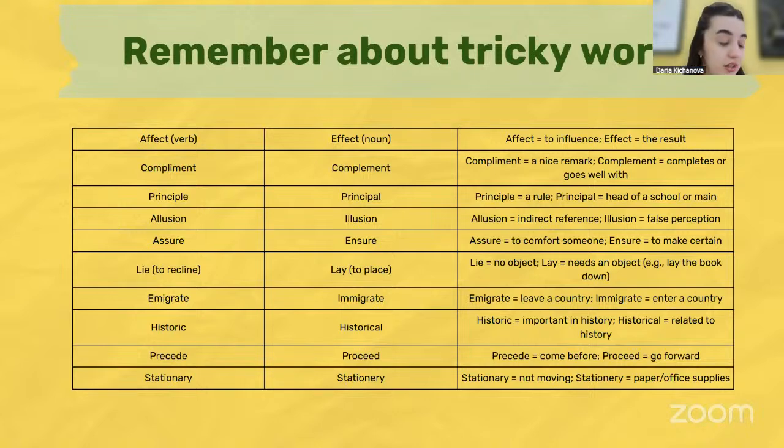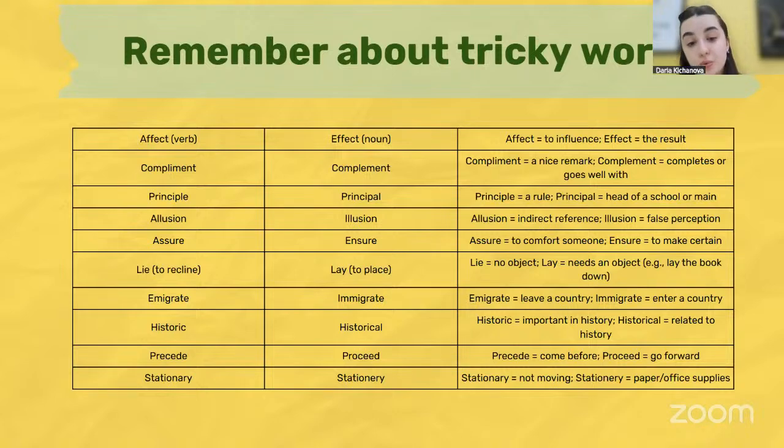The third one is principle. So the same principle is a rule, but principal, it is a head of a school. So here you can see that we used some rule, and here already in the second example we can see that it's already a person. So pay your attention to that.